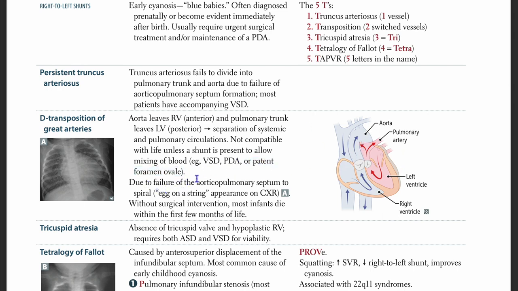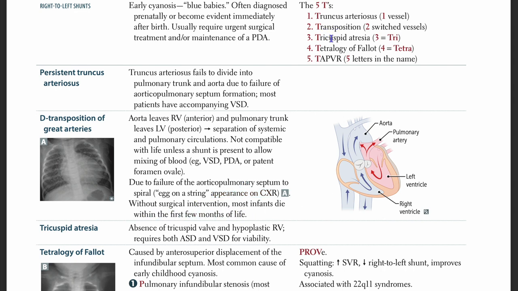Due to the failure of the aorticopulmonary septum to spiral, okay, so egg on a string appearance on chest X-ray. So that's what it looks like, an egg, right? Without surgical intervention, most infants die within the first few months of life.